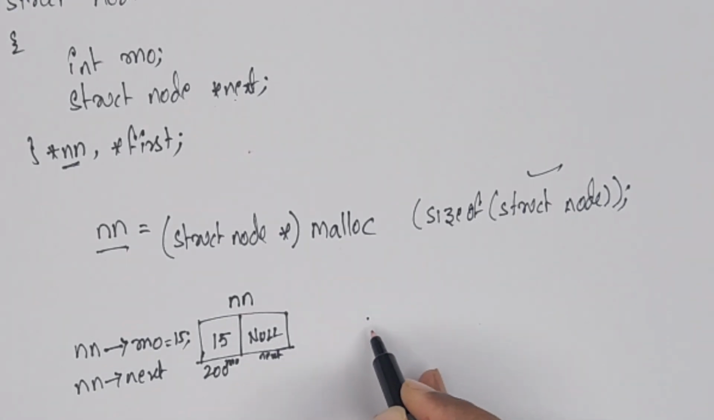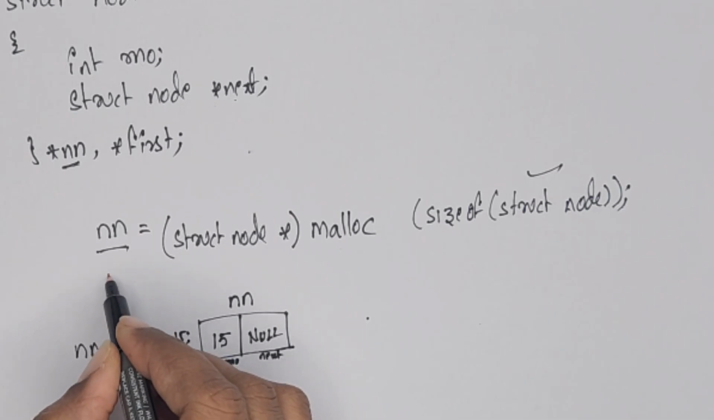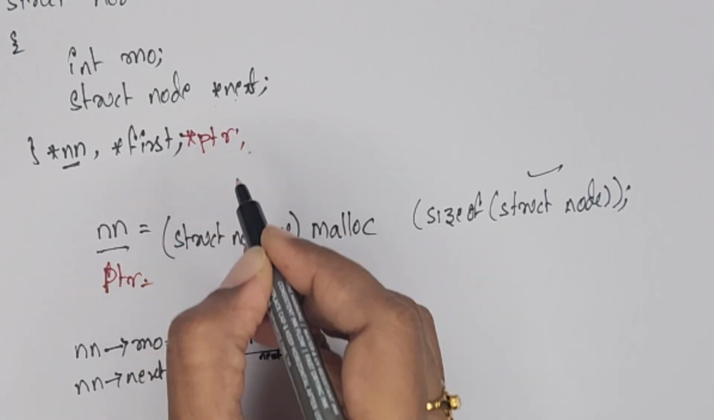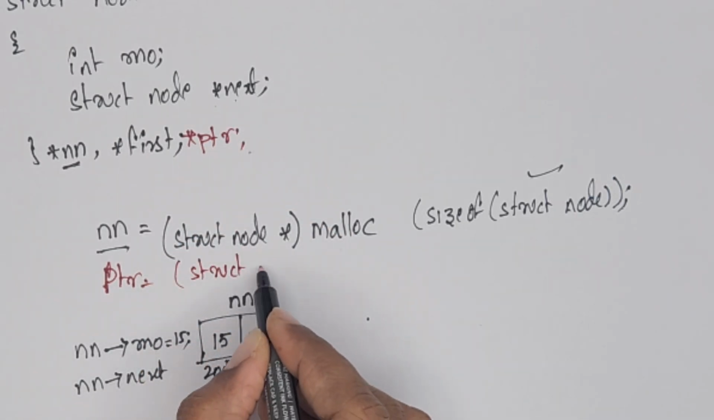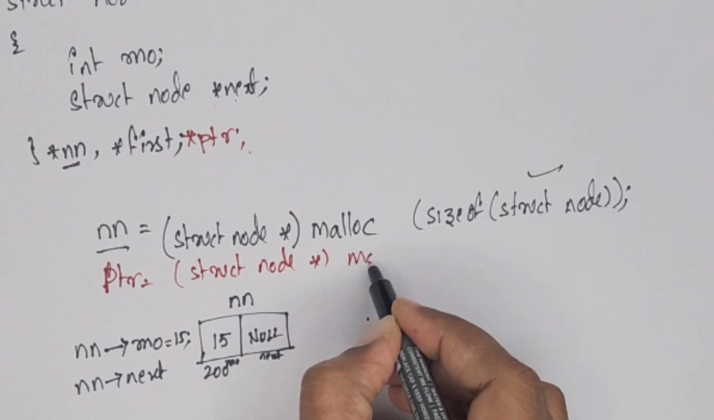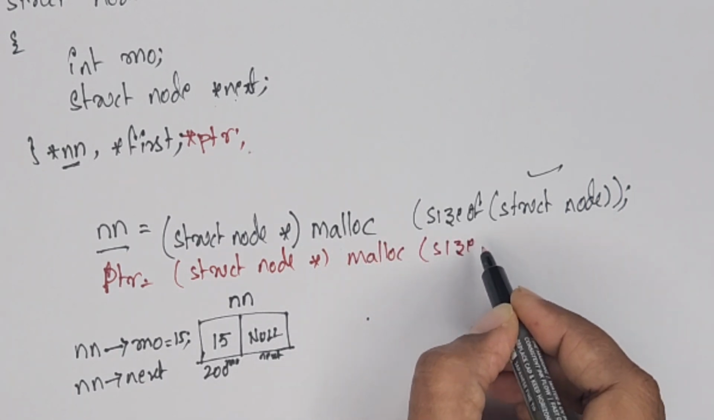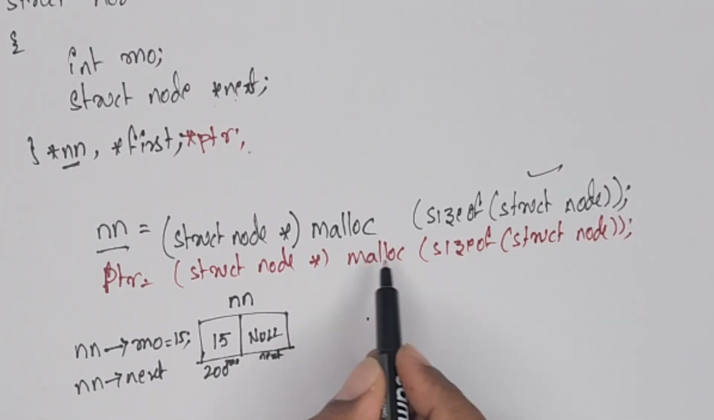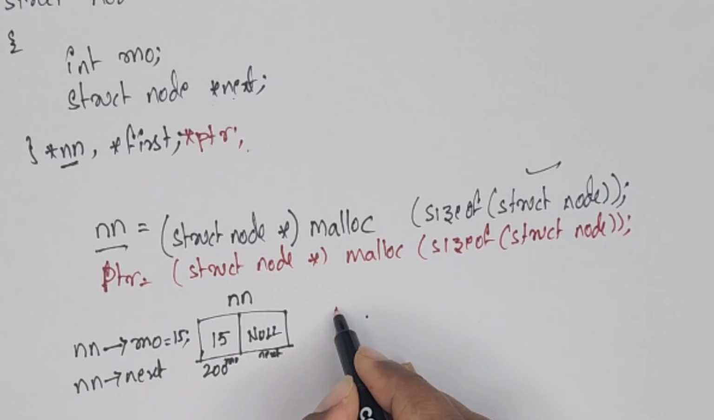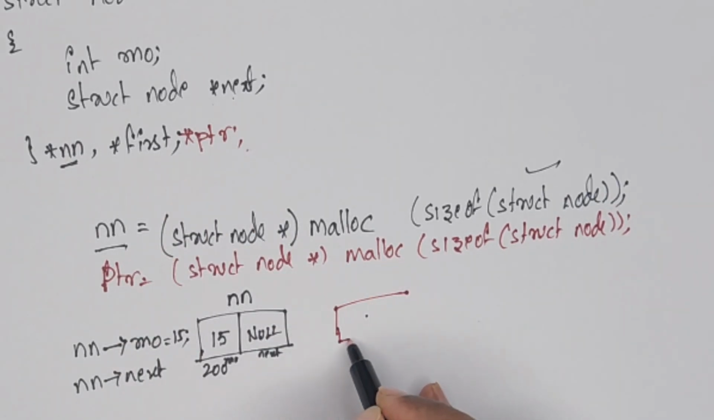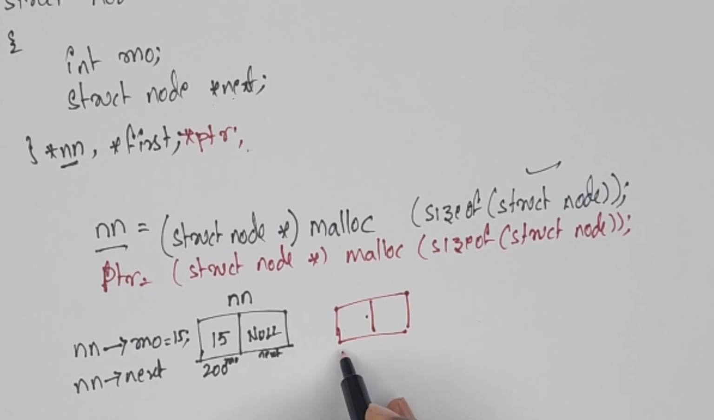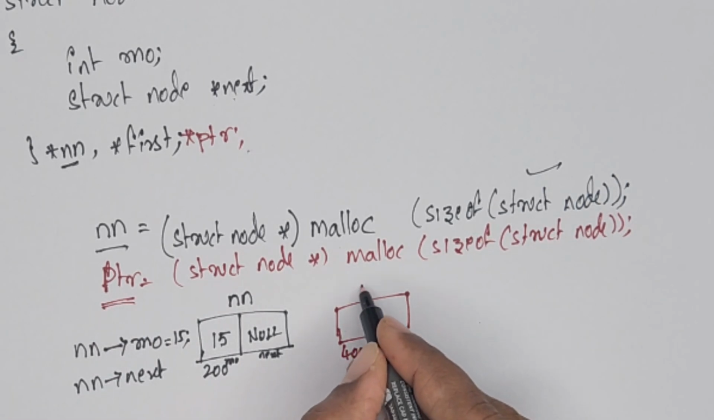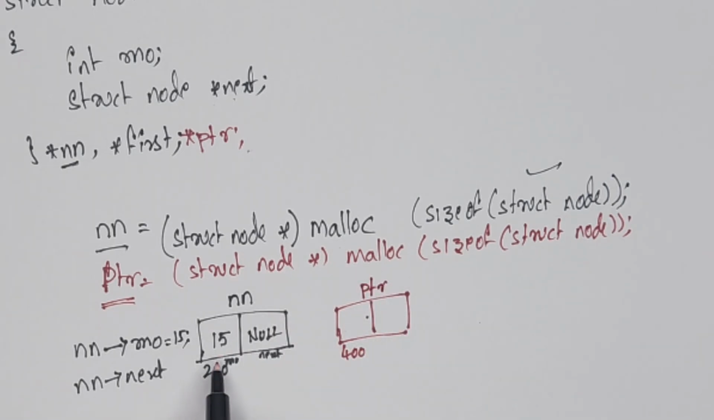Now again, I want to allocate memory for another node. For example, declare another variable ptr. ptr equals struct node asterisk, malloc, sizeof struct node. So again, it allocates memory for a node. The size of the structure is 8 bytes, so it allocates 8 bytes of memory. For example, assume the address is 400. Then 400 will be assigned to ptr. Now this node name is ptr. The earlier node name is nn.